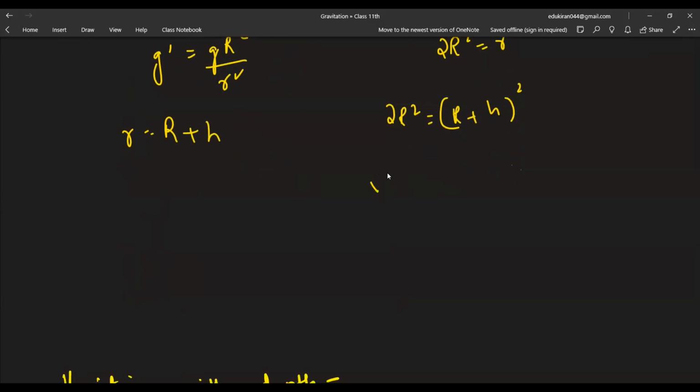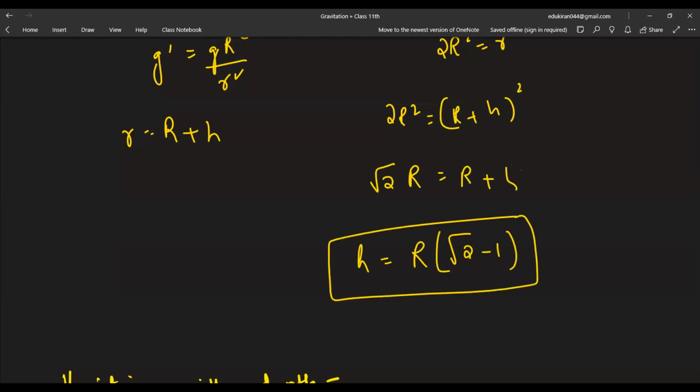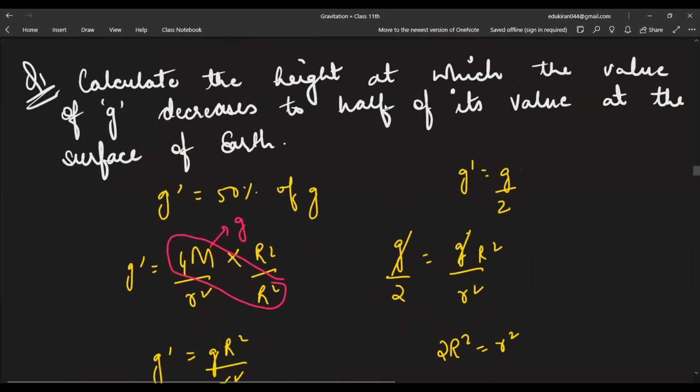Let's take the root on this side to make our calculation a little easy. This will be R plus h. So what is height? Height is simply R root 2 minus 1. That's it. This is your answer. Write down. This question you have understood or not? Should I repeat it?